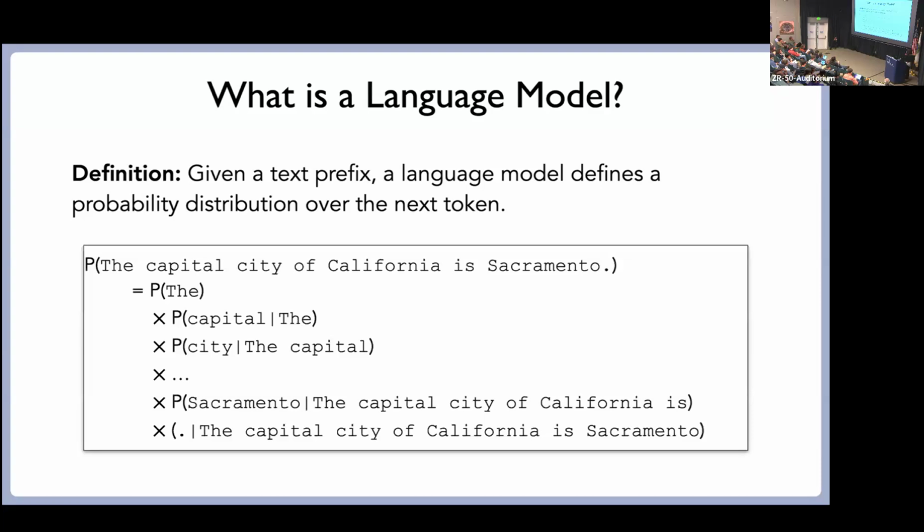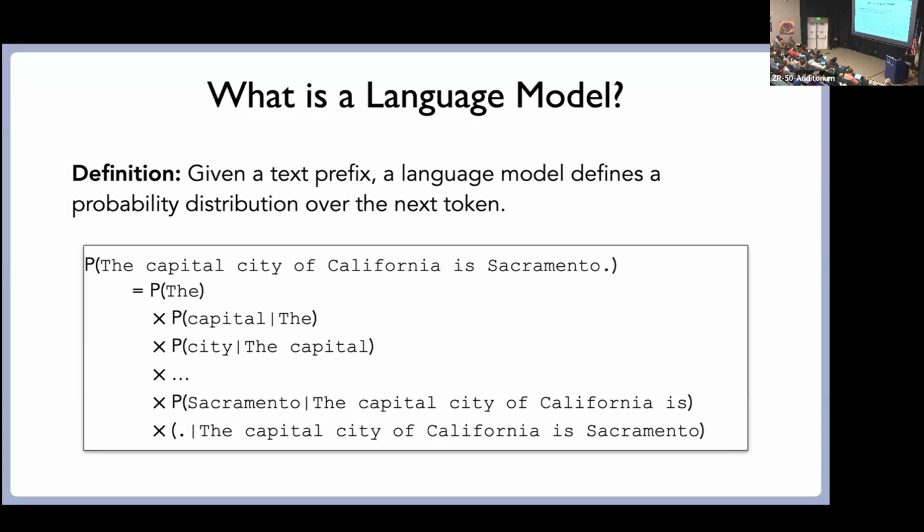So a language model defines the probability distribution over all possible words given an arbitrary text prefix. And you can see that this is almost an equivalent definition of the previous one, because once we have this model that can assign a conditional probability over a text prefix, it is trivial to assign a probability score for the entire text sequence. So for a score like P of the capital city of California, Sacramento, it's basically P of the multiplied by P of capital given the, and so on until the end. So for now, we will take this new definition, which assigns a probability score for the next token given a text prefix.